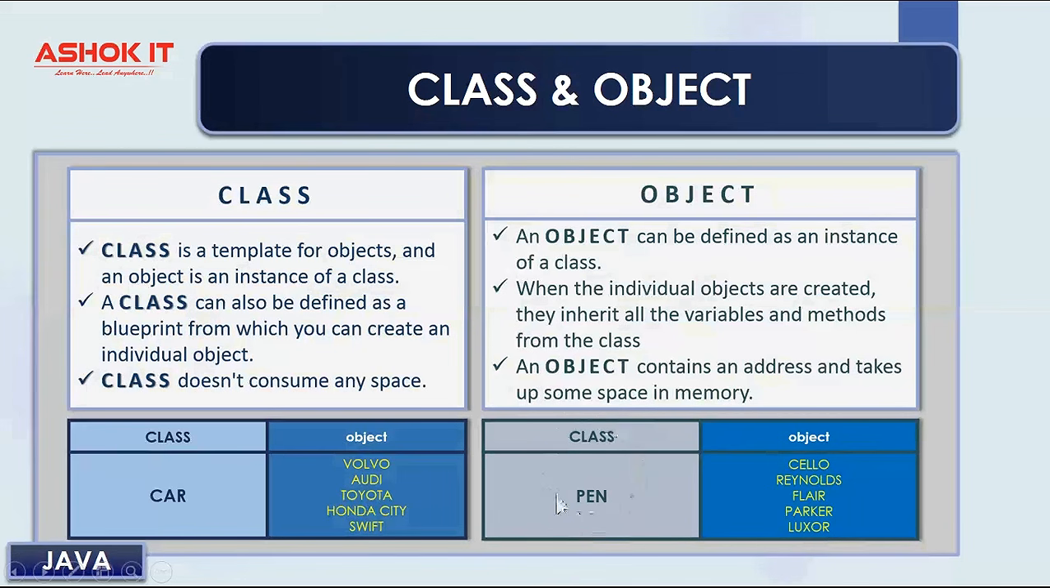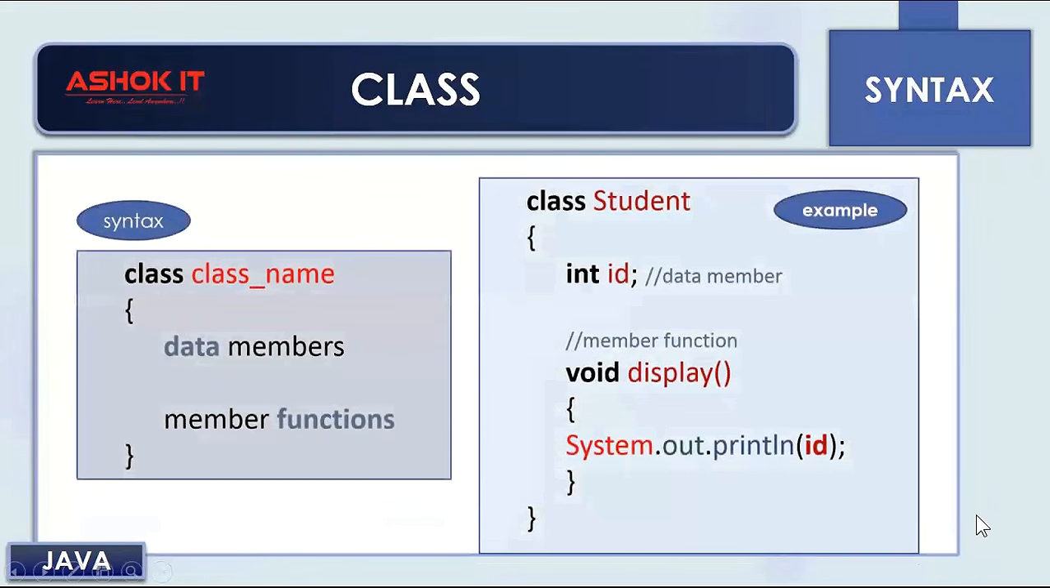Thus, we call a class a blueprint or template for objects. In Java, to declare a class, we use the following syntax. The class keyword is followed by the class name, and we start the class with an opening curly bracket. Inside the class, we will have data members and related member functions. And we end the class with a closing curly bracket.